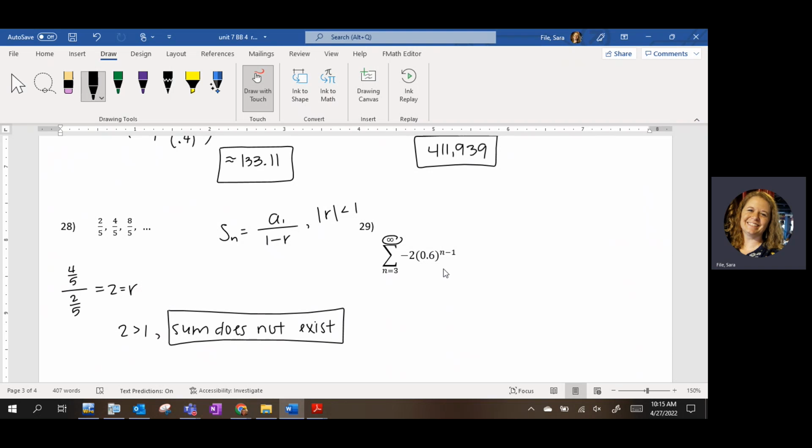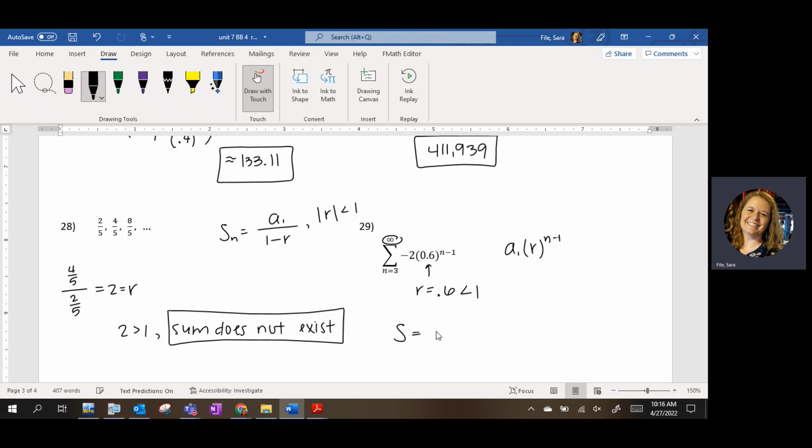Now for this one, it's in sigma notation or summation notation, which we can identify r, because remember it's a sub 1 times r to the n minus 1. So the r is the 0.6. 0.6 is less than 1, okay? So 0.6 is less than 1, so that means we can use this formula.